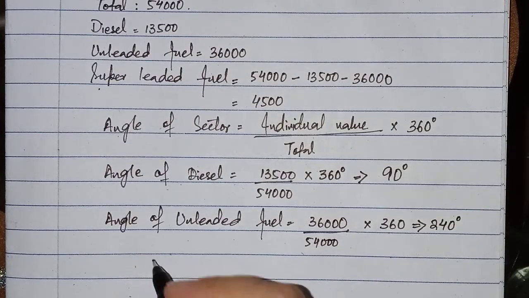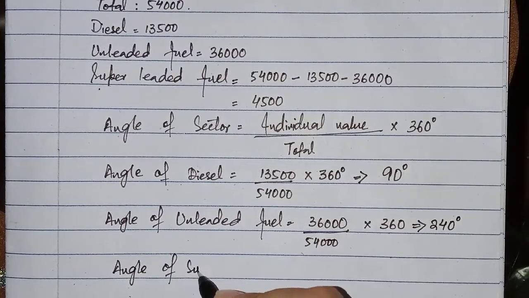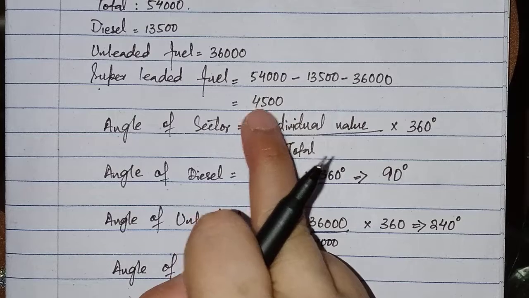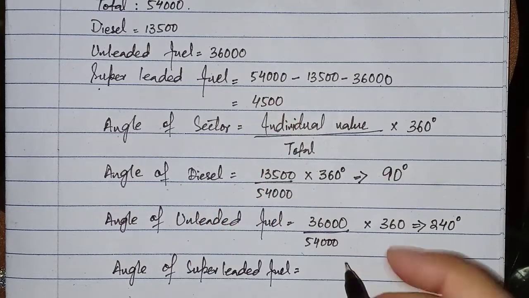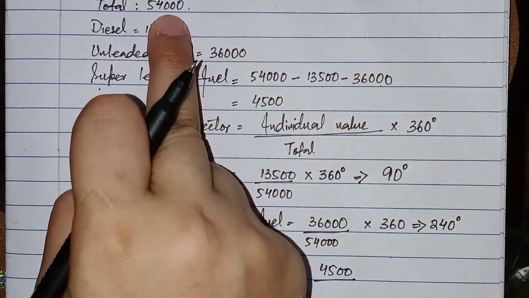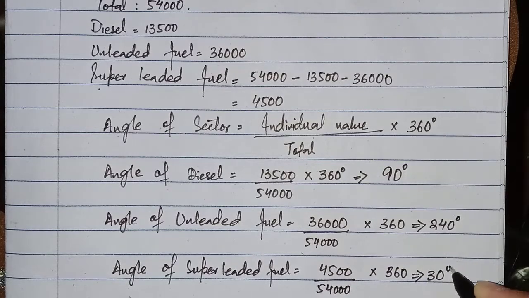Now we will find the angle of the last one, superleaded fuel. Its individual value is 4,500, as we have found here. We will divide it by the total, 54,000, and multiply it by 360. When you simplify it, the angle is equal to 30 degrees. So here we have got the angles of all three.